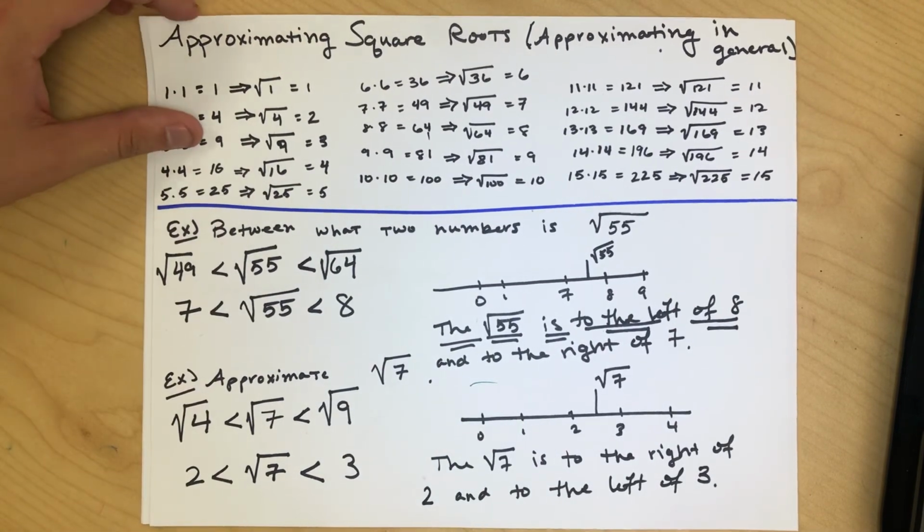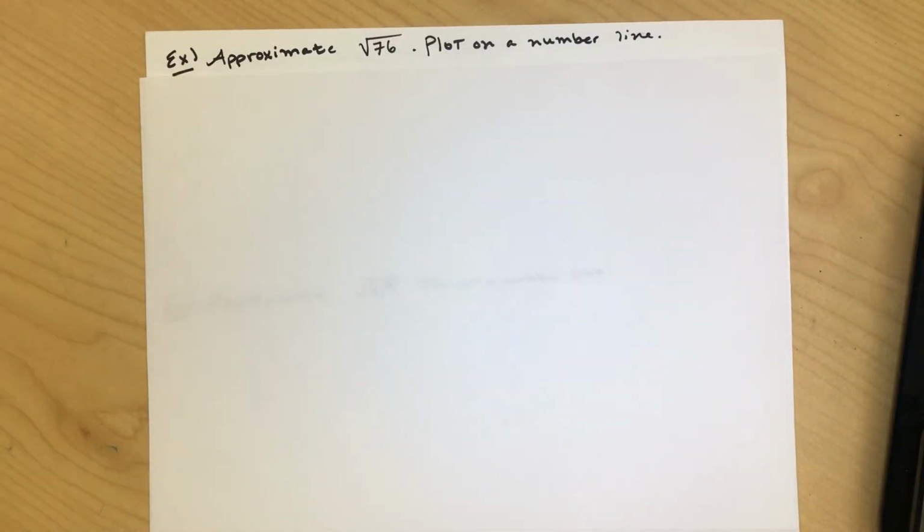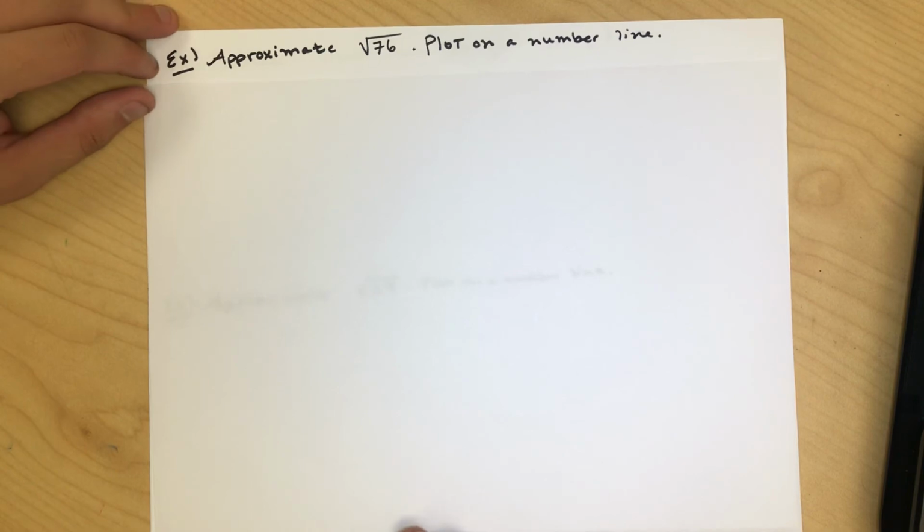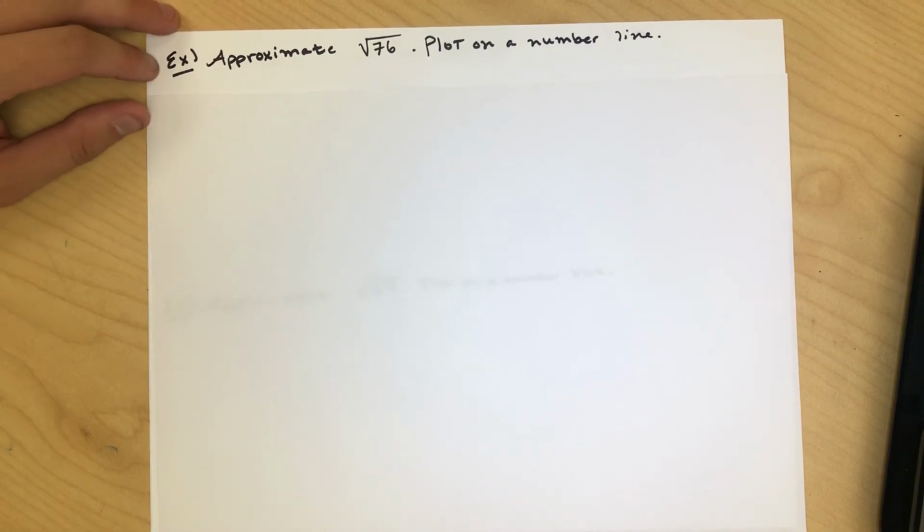All right, so let's go to this next slide. And now it says approximate square root of 76 and plot on a number line.